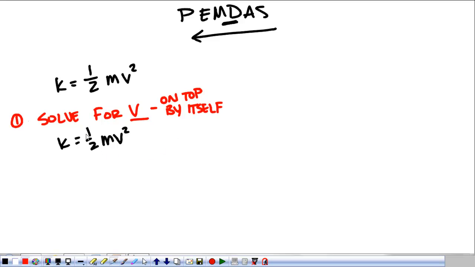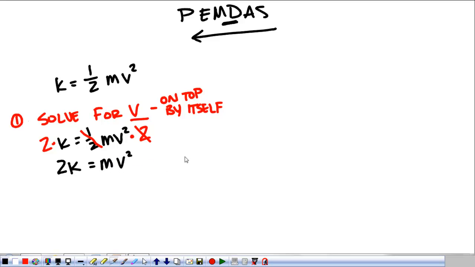So, I notice that I have a 1/2 over here, and I want to get rid of that. In order to get rid of a 1/2, I multiply by 2. 1/2 times 2 is 1, so that term goes away. But if I multiply by 2 on one side, I have to multiply by 2 on the other side. So, our 1/2s cross out, and we're left with 2 times K is equal to M times V squared.